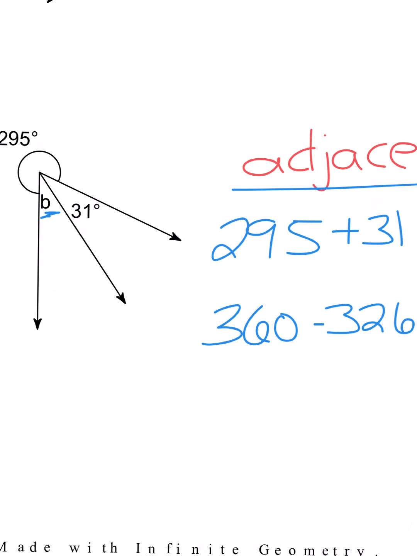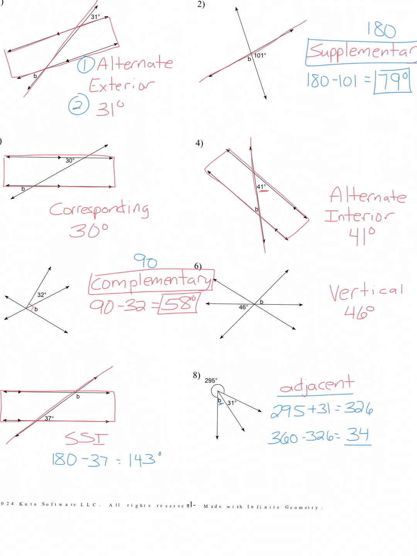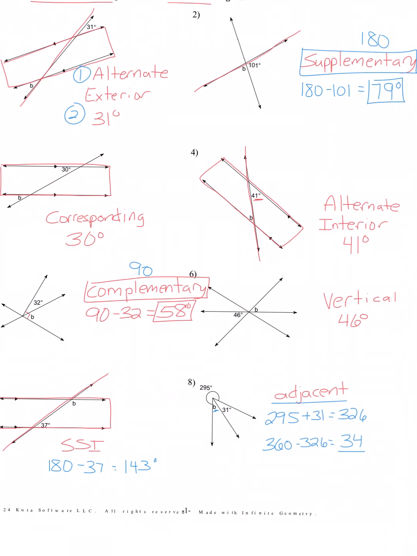So I have my two answers. Any questions on the front page? How many angle pair relationships are there? 8. How many times are you going to use each one? Once. How many answers do I need on the front for each one? 2. Okay. Next page.